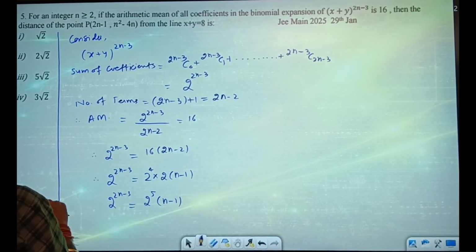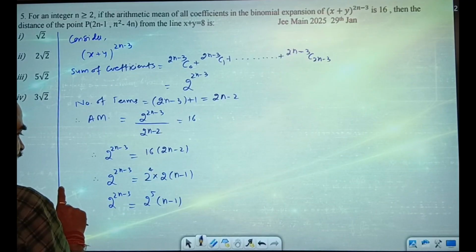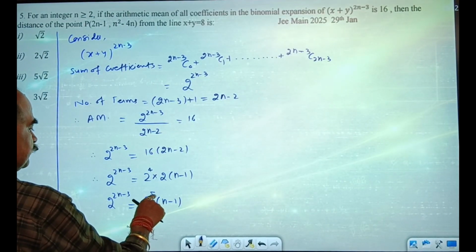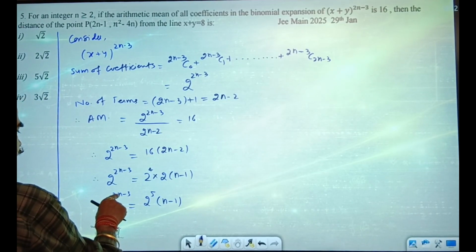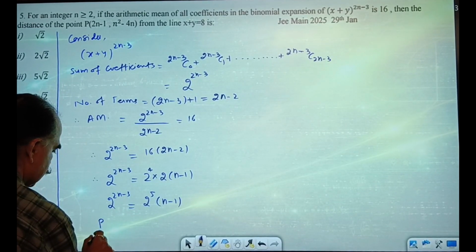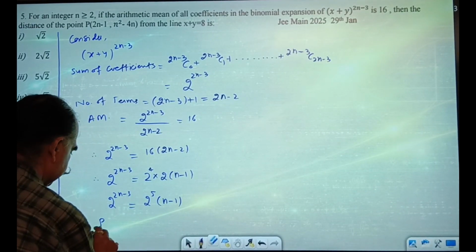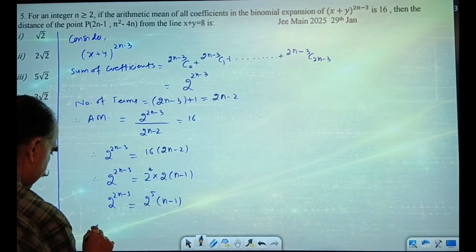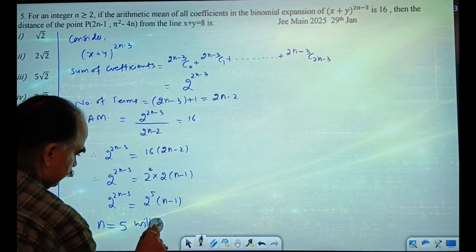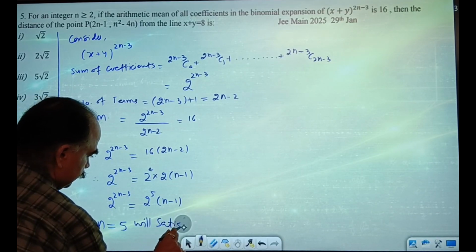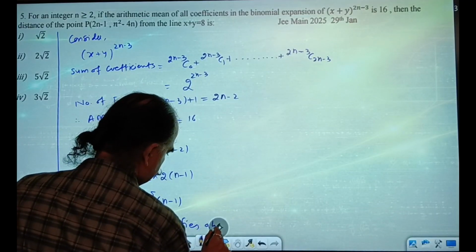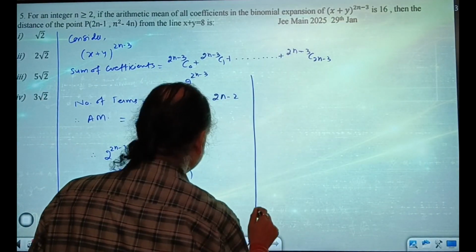If we replace n by 5, then 5 minus 1 is 4, and 4 is 2 raised to 2, so the right side is 2 raised to 7. And on the left, 2 times 5 is 10, minus 3, is 7. So n equals 5 will satisfy. So n is 5.